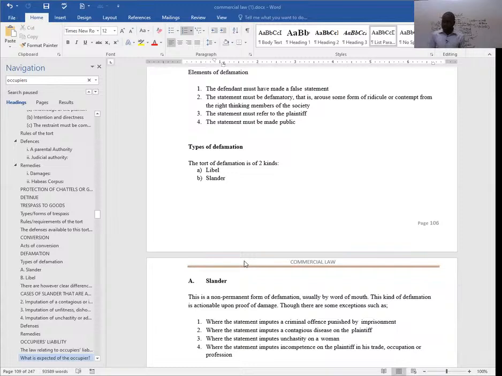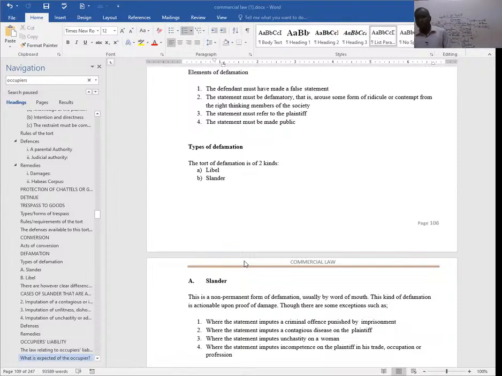This kind of tort is only actionable. It can only be brought before a court of law in case there is some form of proof of damage. So you must be able to prove that there was damage or an injury caused to the other party, the plaintiff, before you can bring before the court of law an action known as defamation by slander. Although they are saying in exceptional circumstances, there's no need to prove there was damage. You can always bring a case before a court of law, for example, in a case where the statement imputes a criminal offense punishable by imprisonment.